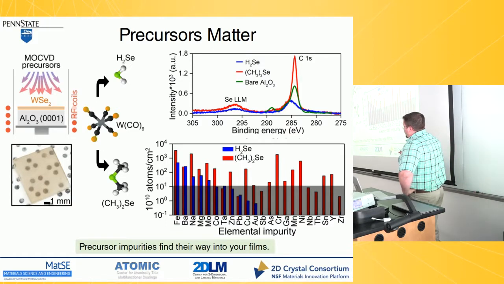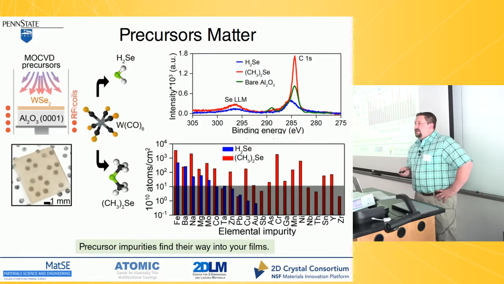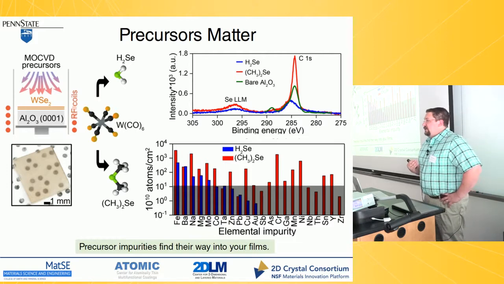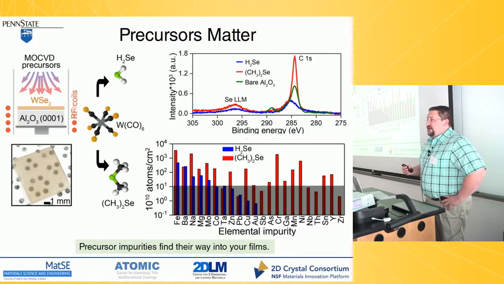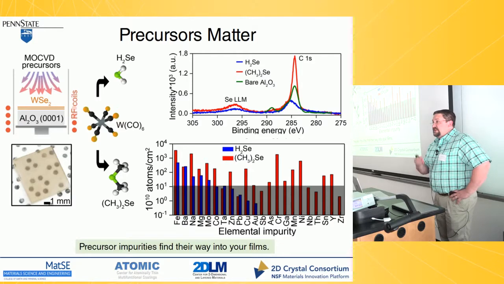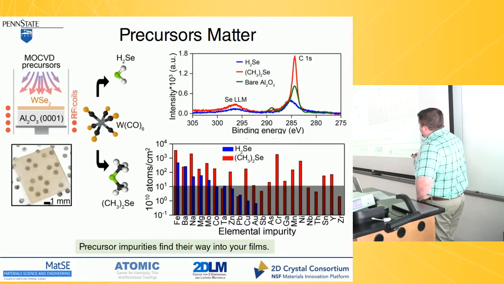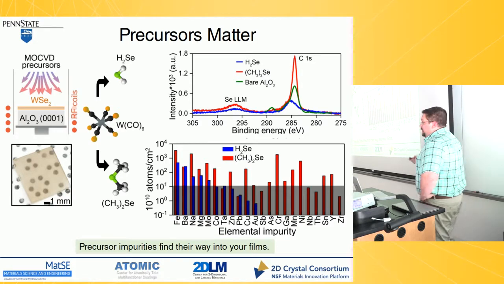So, well, we've got stainless steel lining, etc., in our systems. So hydrogen selenide is extraordinarily corrosive. Selenium is extraordinarily corrosive. So we have to deal with that at some level. We have to understand that there's going to be some iron in there.